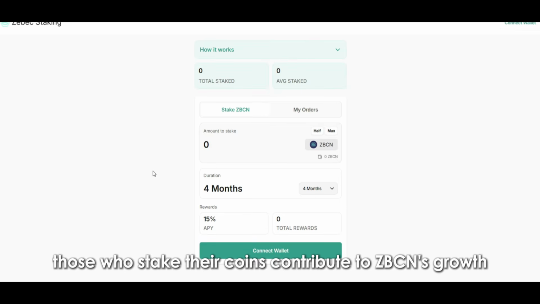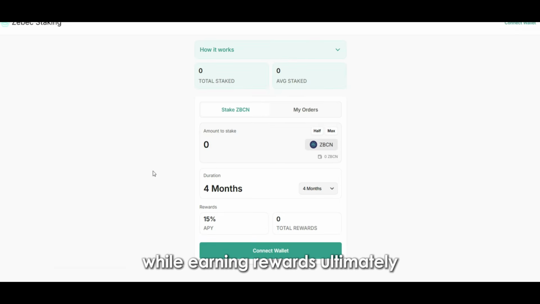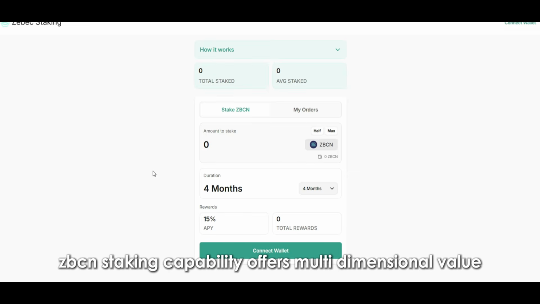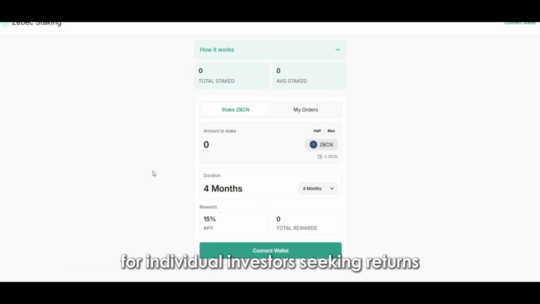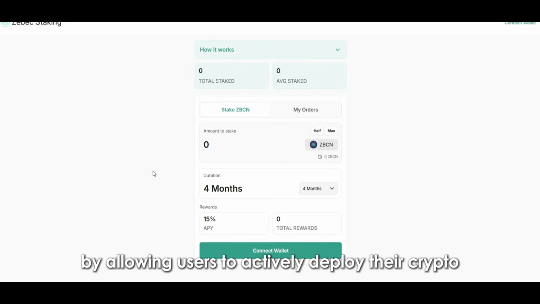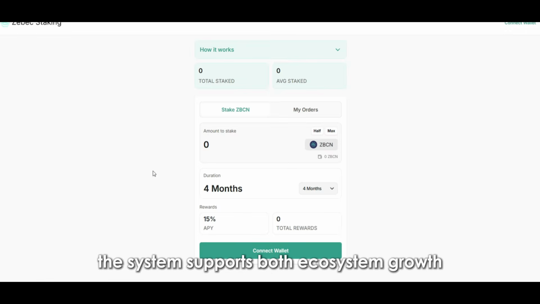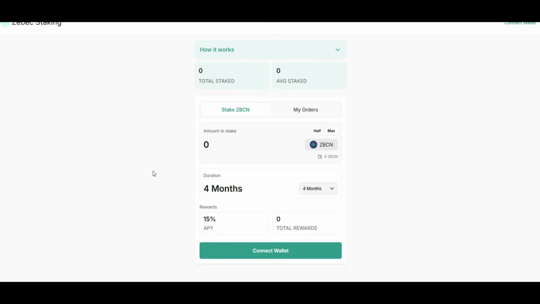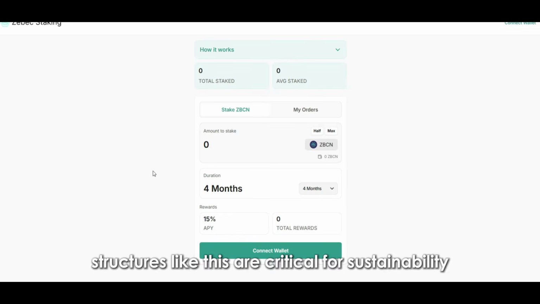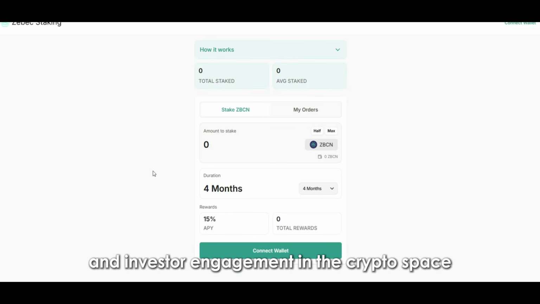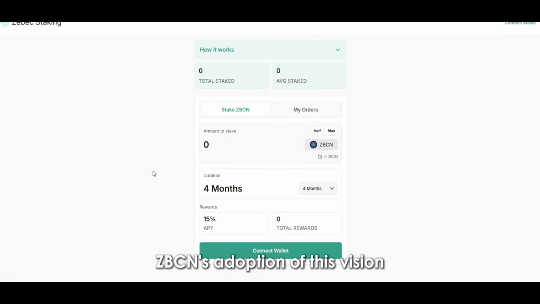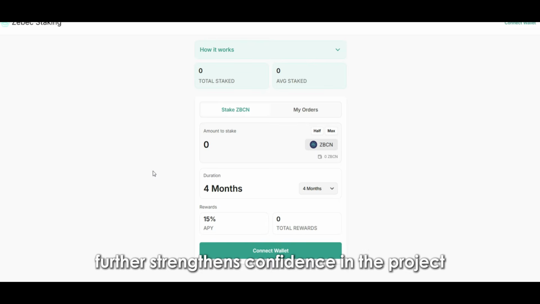Those who stake their coins contribute to Zbcn's growth while earning rewards. Ultimately, Zbcn's staking capability offers multidimensional value for individual investors seeking returns and for the project's long-term stability. By allowing users to actively deploy their crypto instead of holding it idle, the system supports both ecosystem growth and enhanced wallet value. Structures like this are critical for sustainability and investor engagement in the crypto space. Zbcn's adoption of this vision further strengthens confidence in the project.